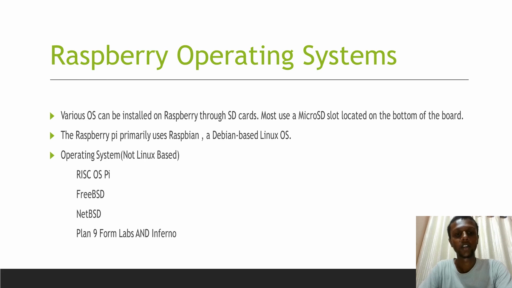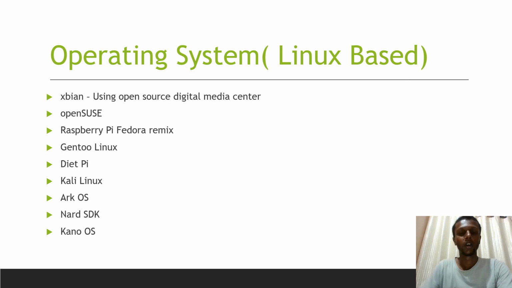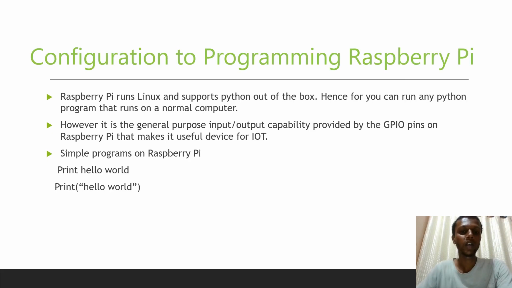Various operating systems can be installed on Raspberry Pi through SD cards. Operating systems based on Linux include XBian, which is used as an open source digital media center, OpenSUSE, Raspberry Pi Fedora Remix, Gentoo Linux, DietPi, Kali Linux, Arch OS, Nard SDK, and Kano OS. These are the operating systems based on Linux. We can operate the Raspberry Pi under these Linux-based operating systems.